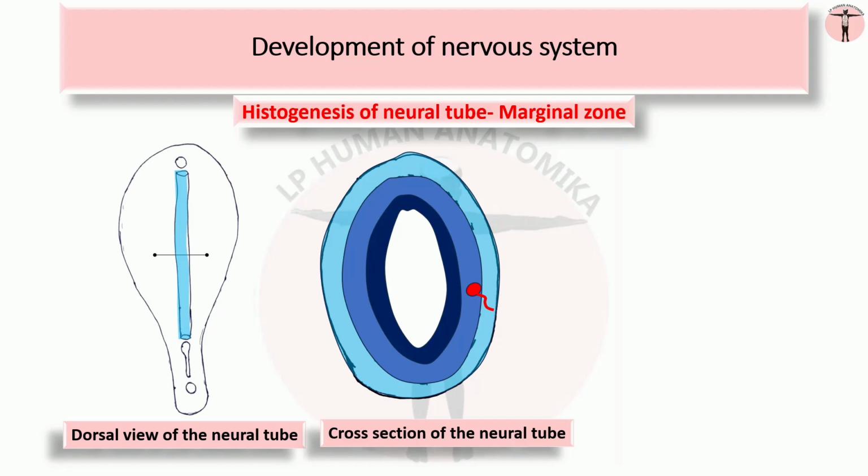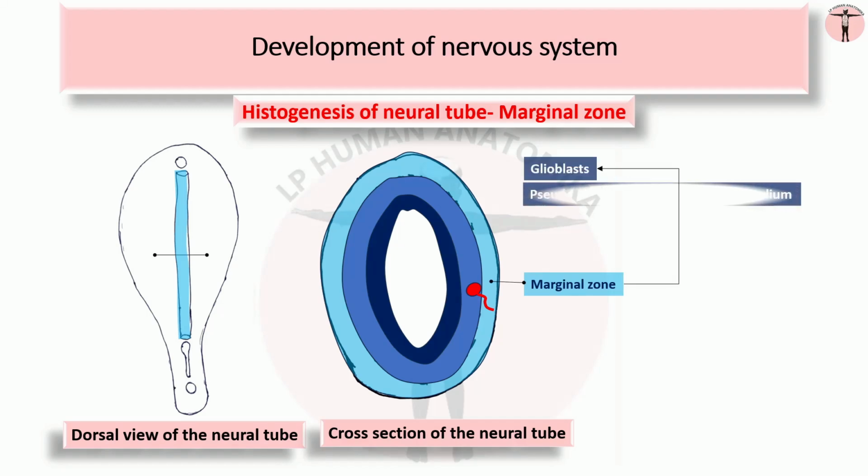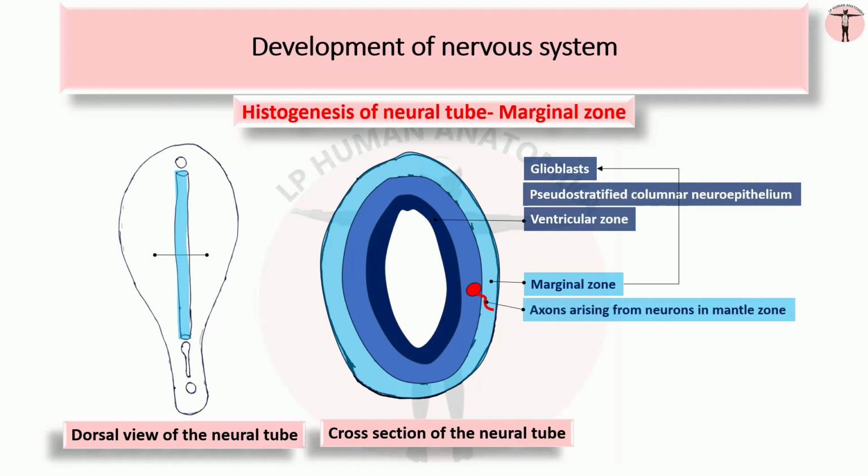Marginal zone. The marginal zone contains the glioblasts derived from pseudostratified columnar neuroepithelium of ventricular zone and axons arising from the neurons present within the intermediate or mantle zone. The glioblasts differentiate into astrocytes and oligodendrocytes. The marginal zone forms the white matter of the central nervous system.